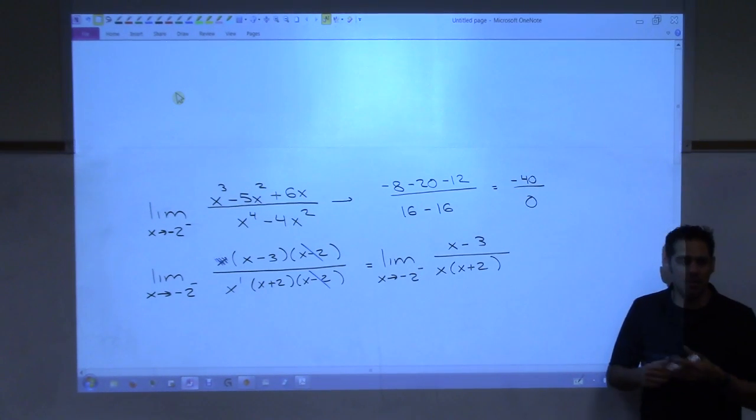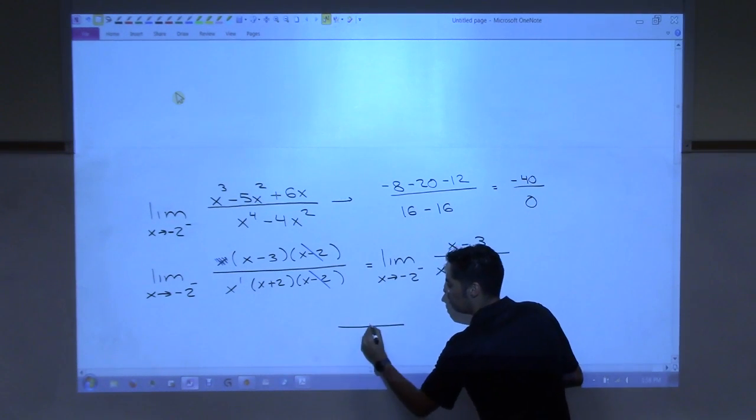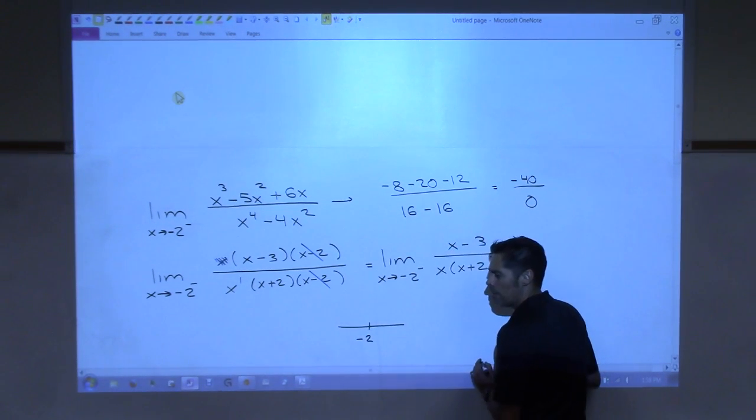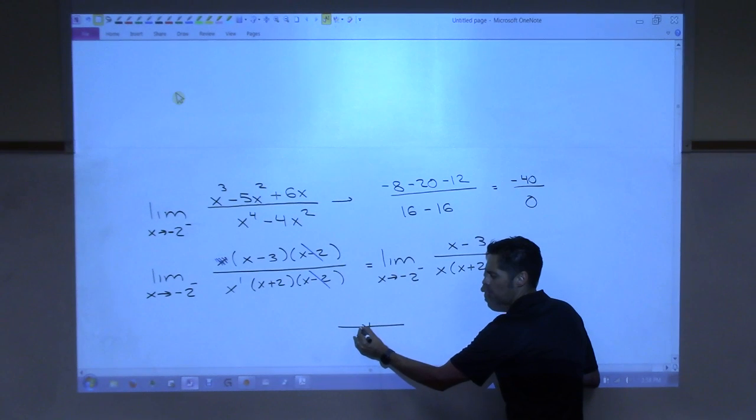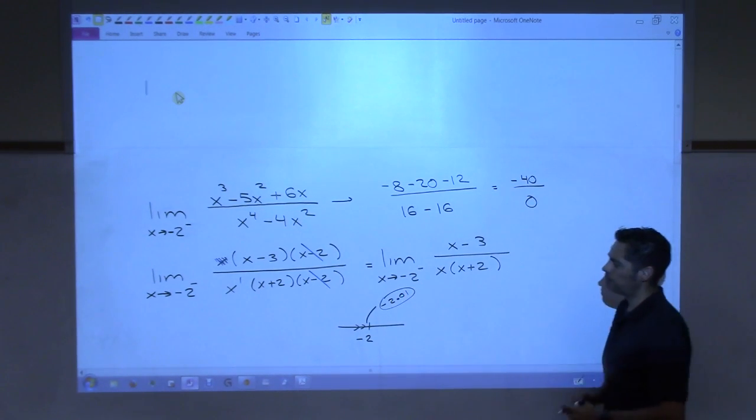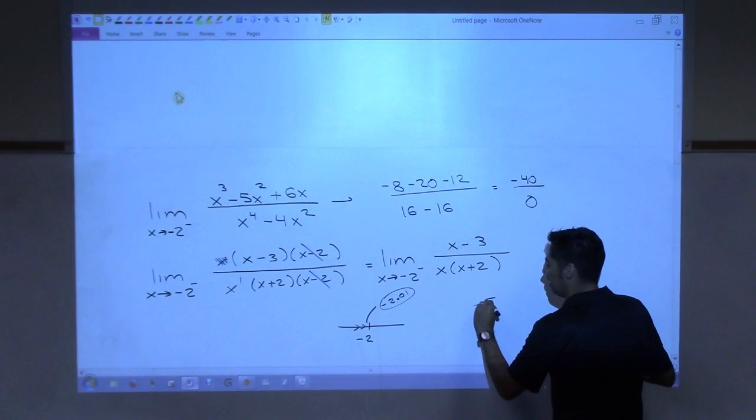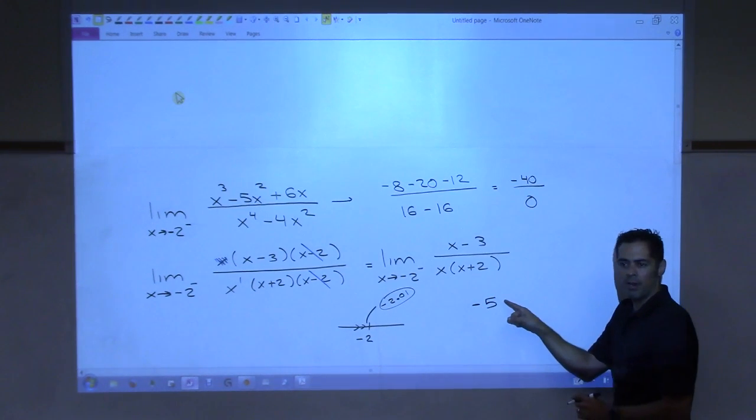So are you ready to come into negative 2 from the left now? Here's negative 2. We're coming in from the left, which is this side. Number over here, negative 2.01. Good enough. That'll work. Plug it into the top. About negative 5, yeah? Negative 5-ish. That's a negative number, right?